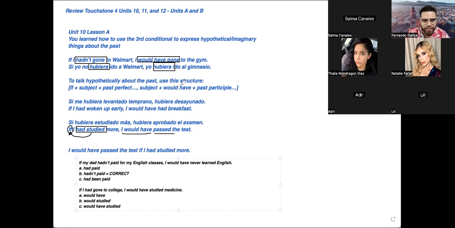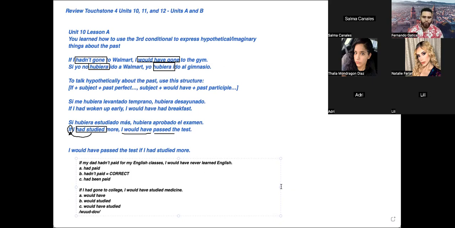The structure is subject, would have, past participle. And remember, I'm not saying "would have," I'm saying "would've." You can combine those two words and it sounds like "would've." Let me write the pronunciation for you. But it depends. If you prefer to say the words separately, would have, that's fine. But I prefer "would've." It's more natural. And that is it.